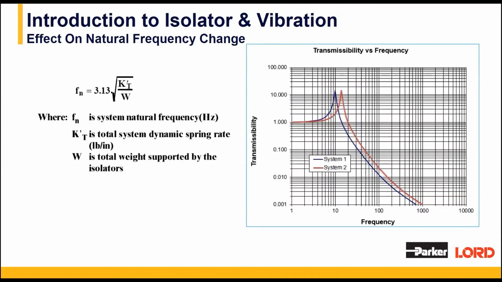We can modify the natural frequency of a system by changing the stiffness. The equation on the top left is a general equation that describes that. We see the two factors affecting the natural frequency is Kt, the stiffness of the isolator, and W, which is the weight of the unit.